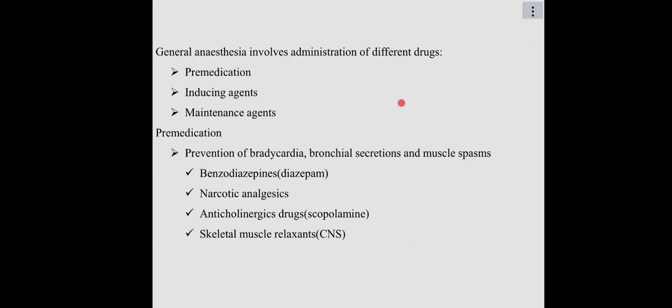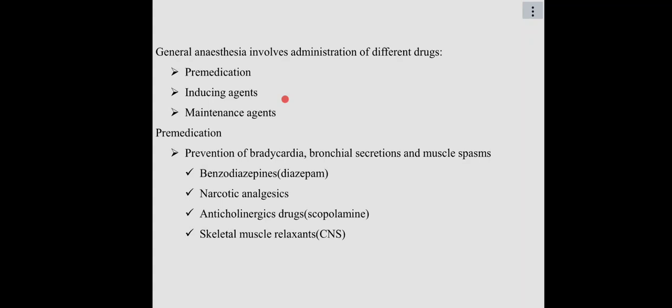General anesthesia involves administration of different drugs, as I have said, and we are going to do this a lot in pharmacology. You have pre-medication, you have inducing agents, and you have maintenance agents. Especially when you come to look at the anesthetics, you find that there are those which work very quickly, like the barbiturates. But unless you continue giving the drugs, you cannot maintain the effect. They also undergo redistribution. They are removed very quickly, and therefore you would require some other drugs to maintain the anesthesia.